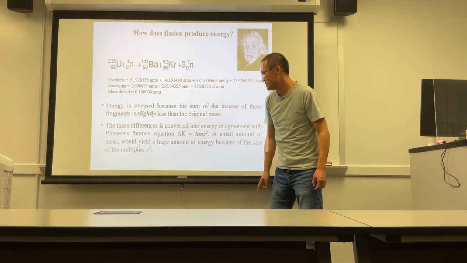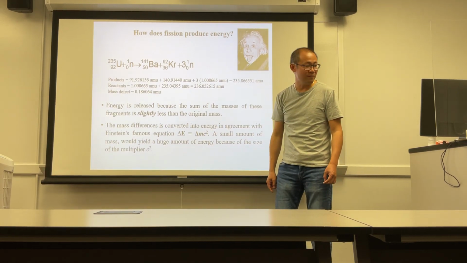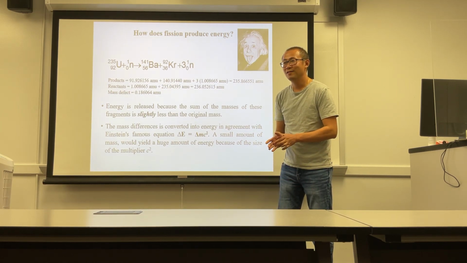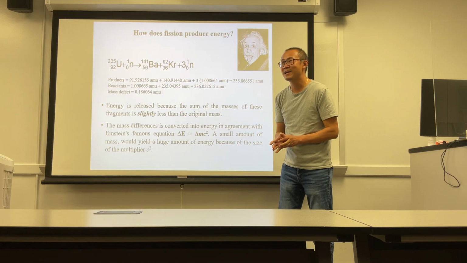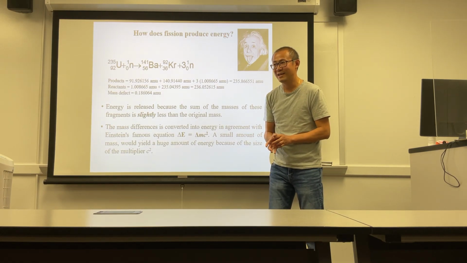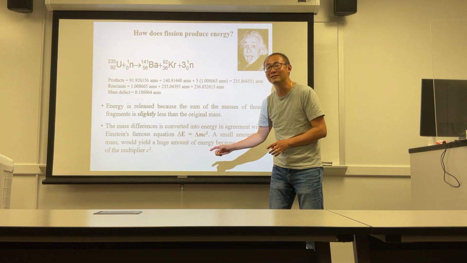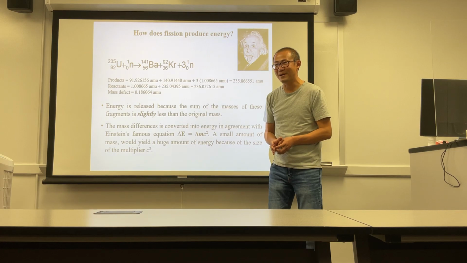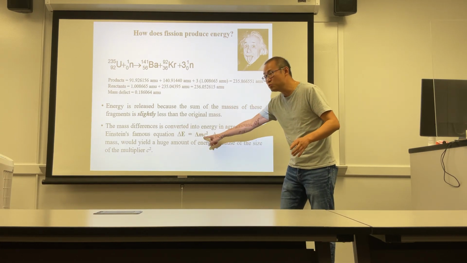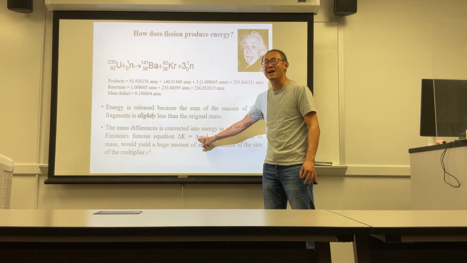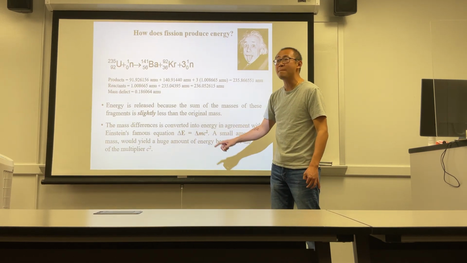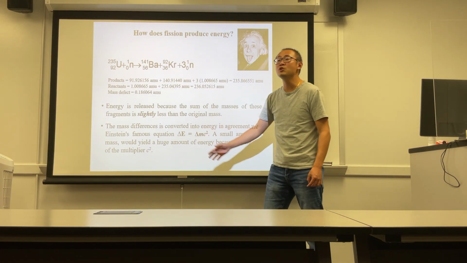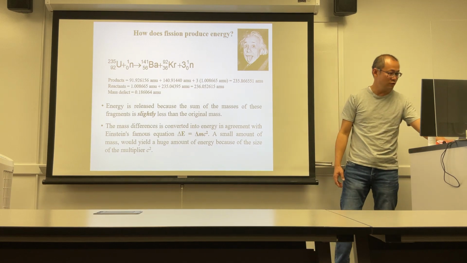What is C squared? C is the speed of light. What is speed of light? You guys remember? We studied in chapter 2. 3 times 10 to the 8th. Okay, 8th. So C squared will be what? 9 times 10 to the 16th. Is that a big number? It's a huge number. That is why even a small mass defect multiplied by 9 times 10 to the 16th will give you a what? A huge amount of energy. Okay, huge amount of energy.